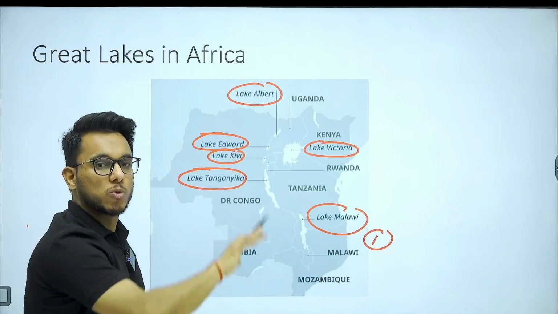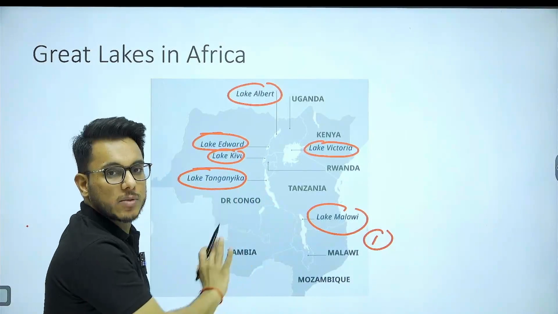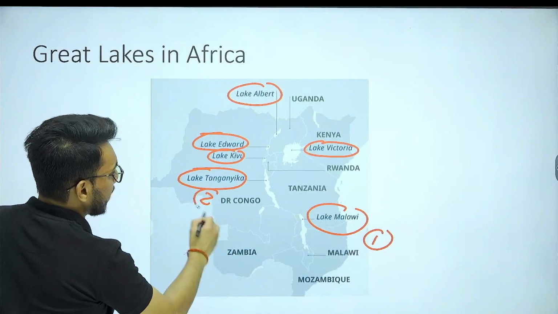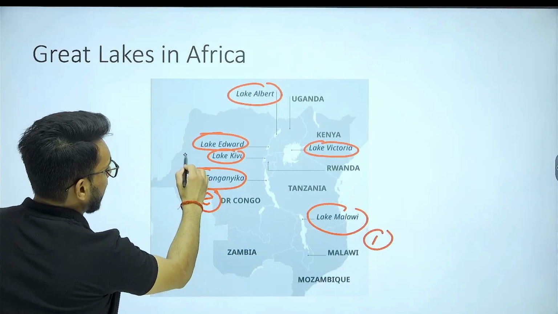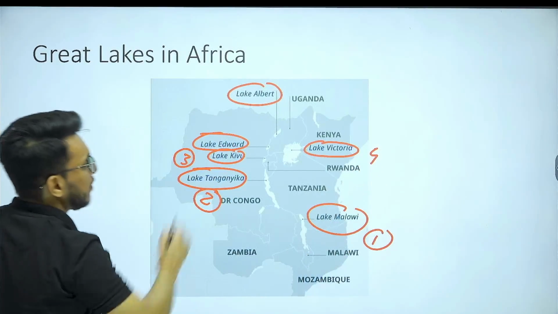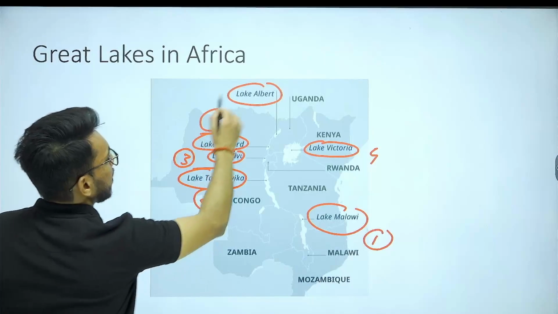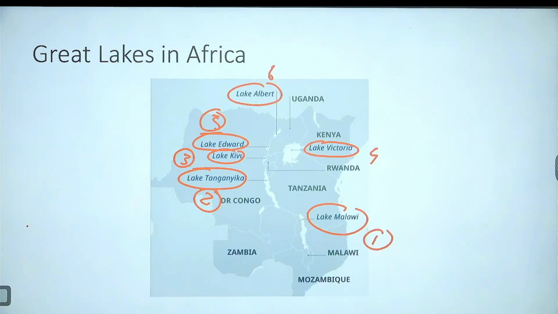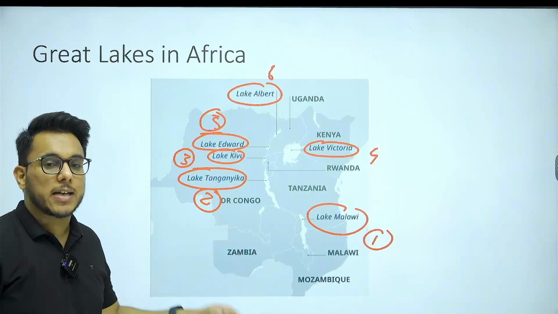If you come from north to south, this order will be reversed. We are going from south to north. Number one, Lake Malawi. Number two, Lake Tanganyika. Number three, Lake Kivu. Number four, Lake Victoria. Number five, Lake Edward. And number six, Lake Albert. Okay, so these are the great lakes of Africa.